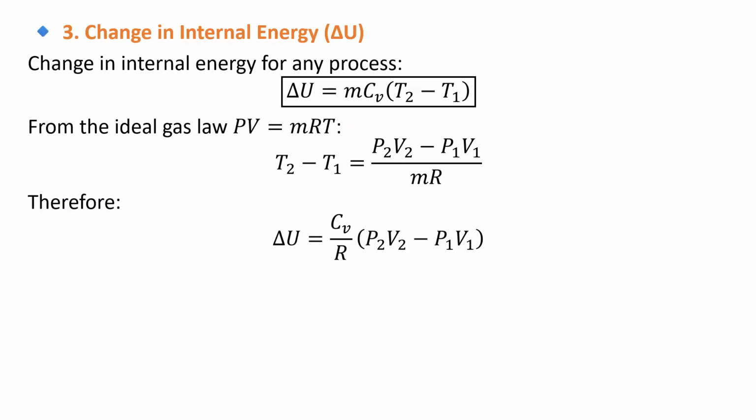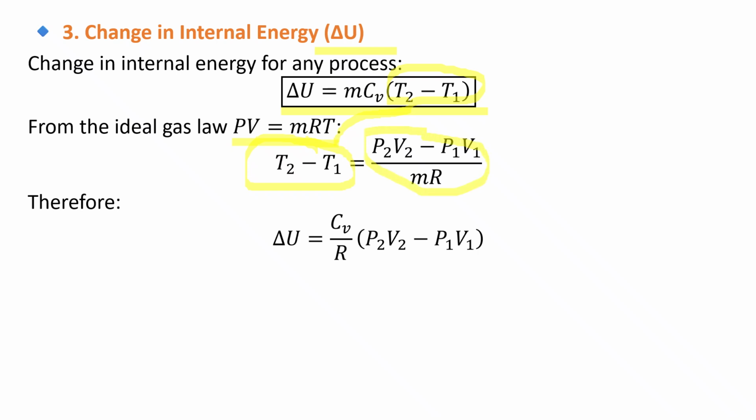So once this work done is available, we have to find out what is the change in internal energy. So change in internal energy, that is mCV into T2 minus T1. We know PV, that is equals to MRT, or you can say P2V2 minus P1V1, that is equals to MR into T2 minus T1. So what we are doing is we just want to find out what is the value of T2 minus T1, because that we have to place here. So I am replacing this T2 minus T1 by this equation.